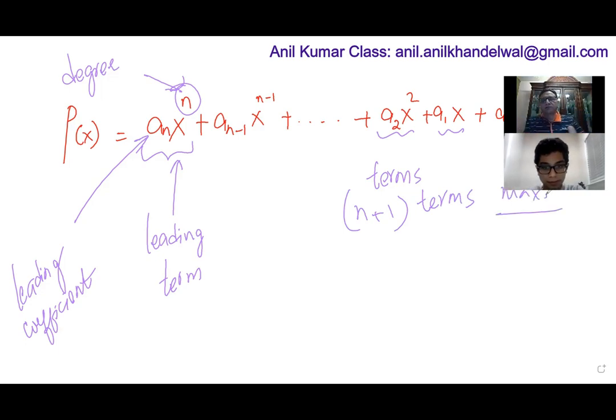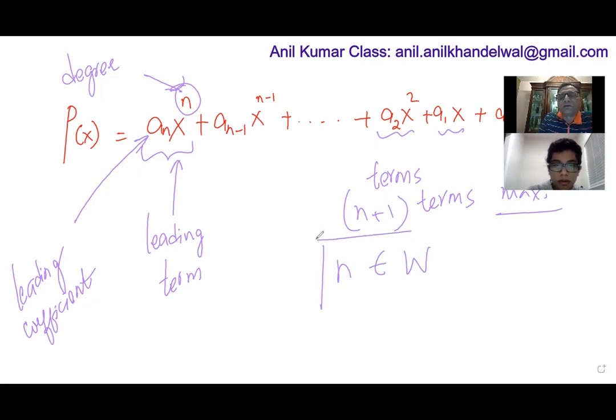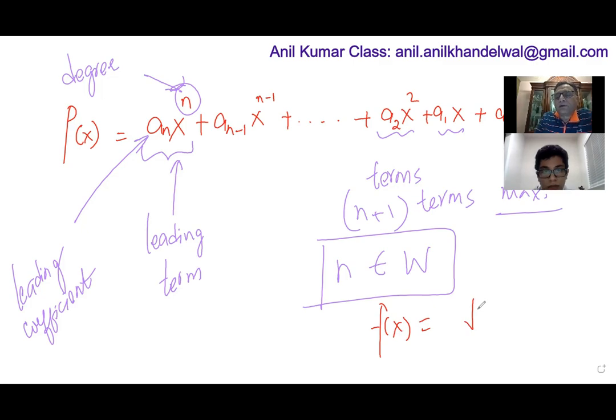Perfect. So that is what a polynomial is. And remember that n belongs to the set of whole numbers. This is very important for any polynomial. So n cannot be a radical or a square root or negative, correct? It has to be a number. All right. So if I write some function, let's say function f of x equals square root of x, it is not a polynomial.